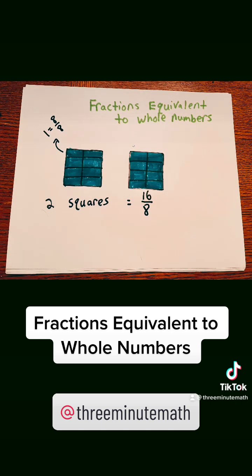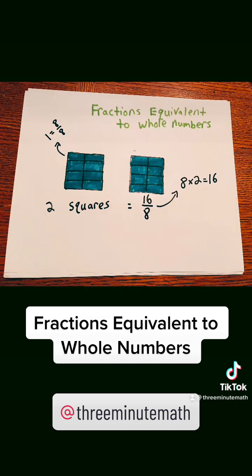If I shade in all the parts of my second square, I will have shaded in a total of 16 parts. So my fraction is 16/8. You may notice that our numerator is just double our denominator. 8 times 2 equals 16.